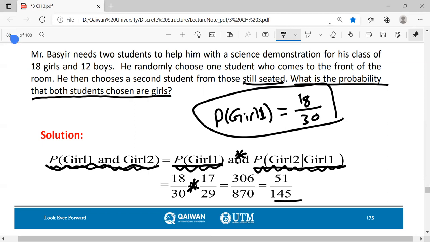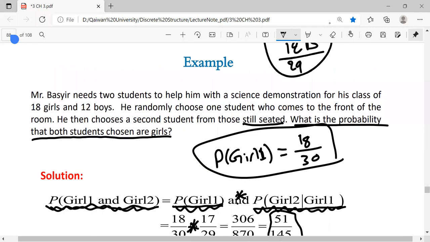Be careful with the probability. It must always be between 0 and 1. It's possible to be 0 or 1, but not possible to be less than 0 or greater than 1. So it's 51 over 145. If you see the word probability in the question, it must be from 0 to 1.